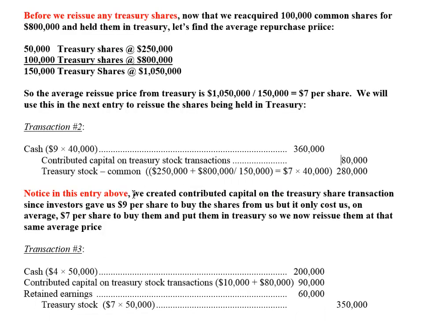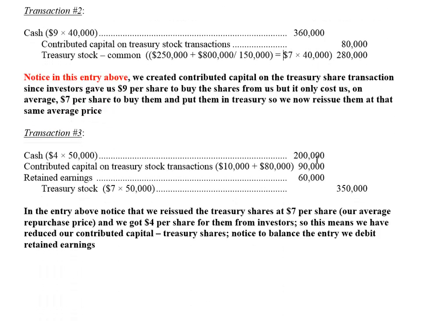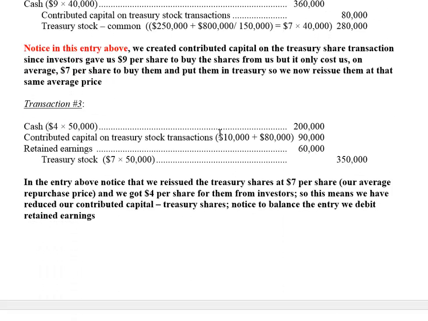So we've explained down here that we created contributed capital on the Treasury share transaction because the investors gave us $9 for shares we've been holding in Treasury at an average price of $7. In transaction 3, a similar thing happens, but now the investors have only given us $4 a share. Clearly the market price of the common has dropped, and we're going to be reissuing those 50,000 shares out of Treasury at our average reacquisition price, which was $7 a share.